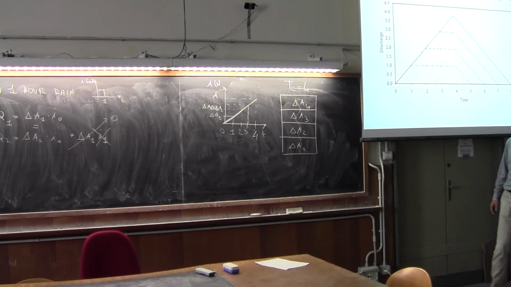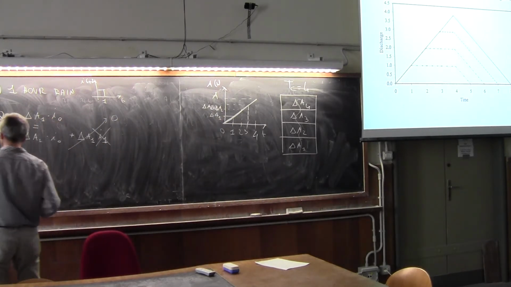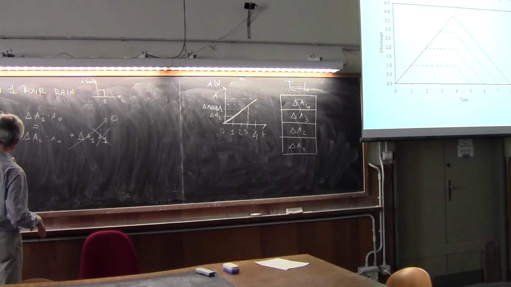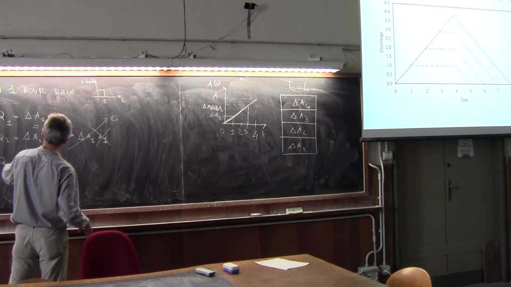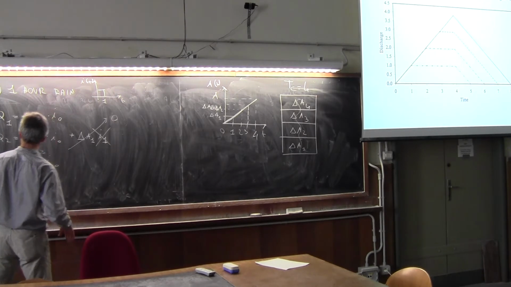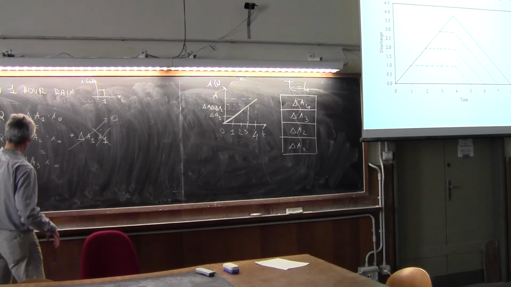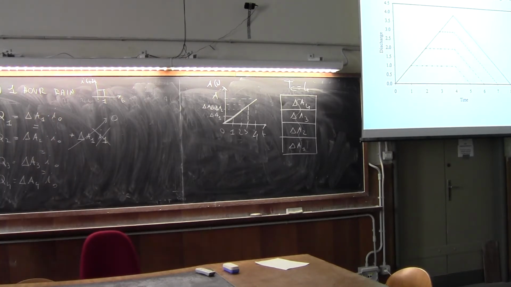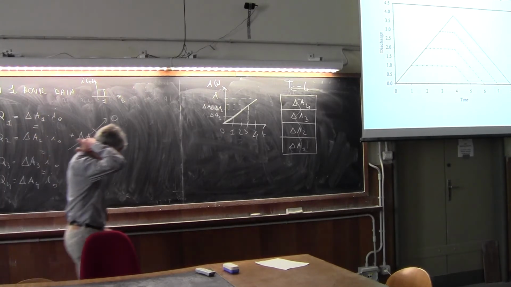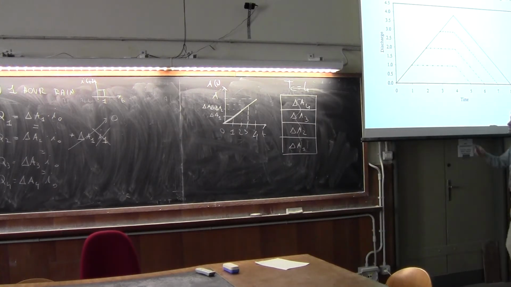You can write the same relationship for Q3, which is equal to delta A3 I0, the same value, and Q4, delta A4 I0, same value. And in fact, you see that for 4 hours you have the same flow.